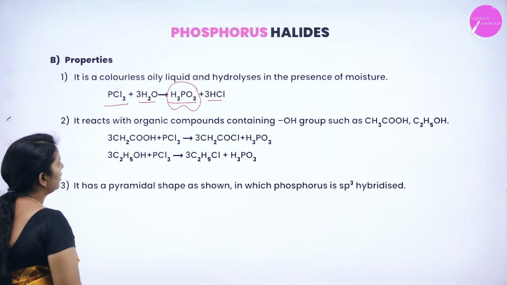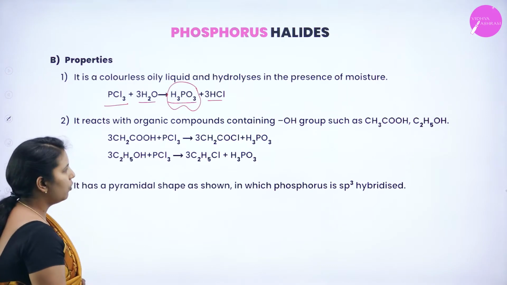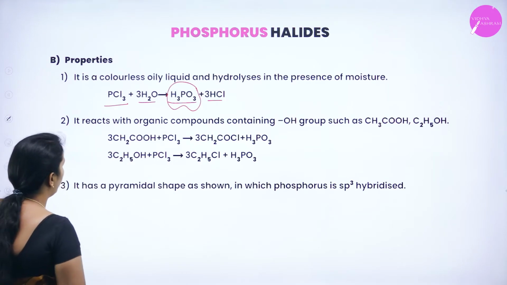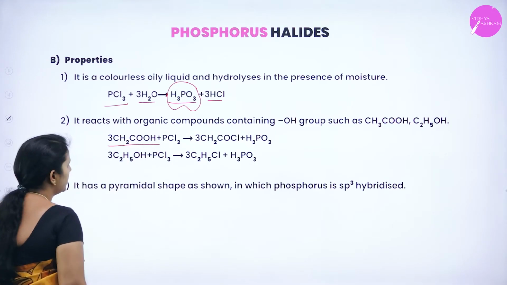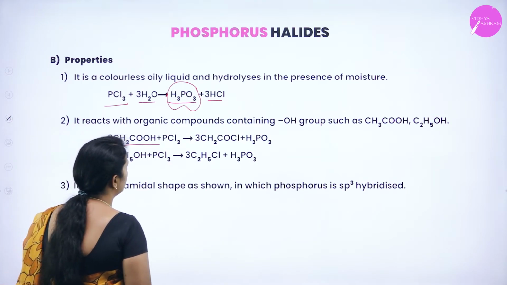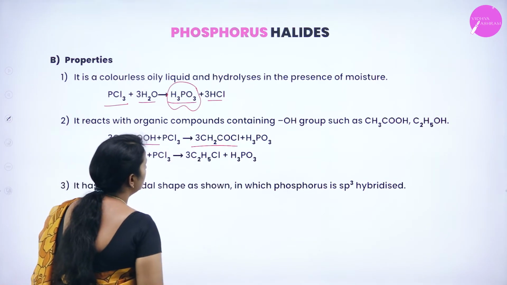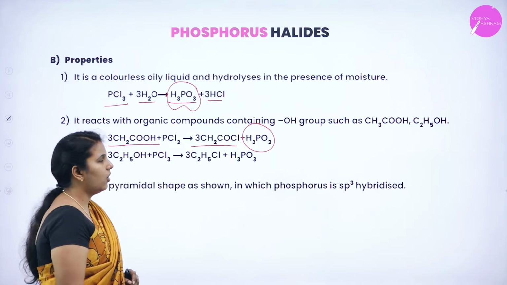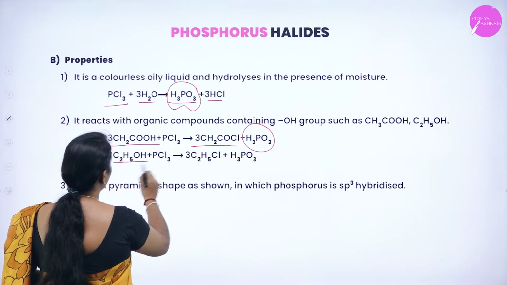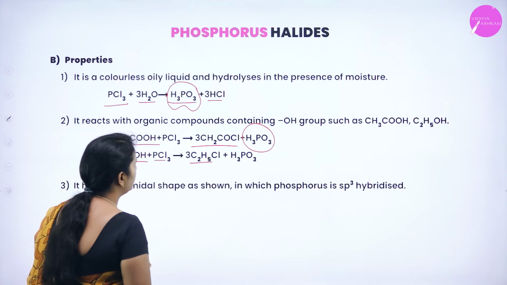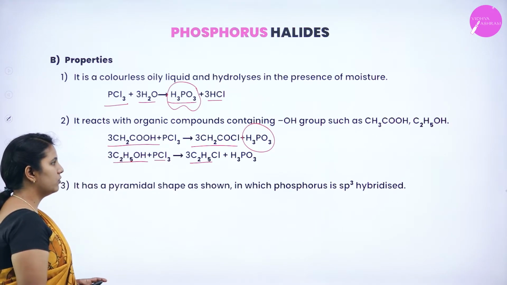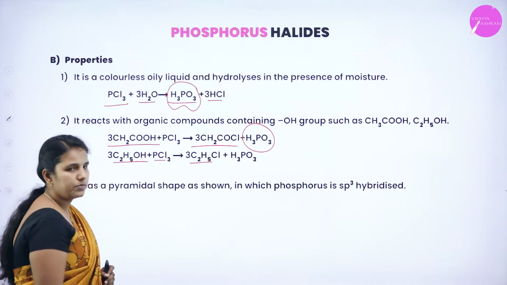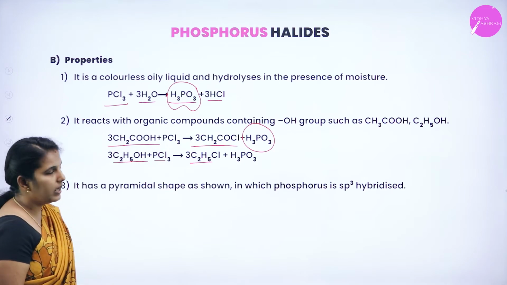Okay, and it can also react with organic compounds containing the OH group, such as CH3COOH and C2H5OH. So here I have CH3COOH and PCl3 which gives CH3COCl and H3PO3. Again, more about this you are going to learn in the oxoacids of phosphorus, and C2H5OH and PCl3 which gives C2H5Cl and H3PO3. So it has a pyramidal shape and the phosphorus undergoes sp3 hybridization.